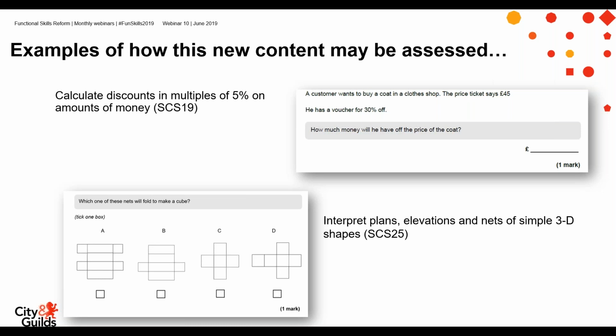The first example might be described as quite a good example of a problem-solving task. It's a question that has a context. It's about buying a coat, but it involves having to work out a 30% discount. So calculating discounts in multiples of 5% is the subject content statement that we're seeking to assess through that question. Similarly, the second question is what we might describe as an underpinning skills question. There's no context to this other than you're making a cube, and it is simply about recognising the correct net form for that.